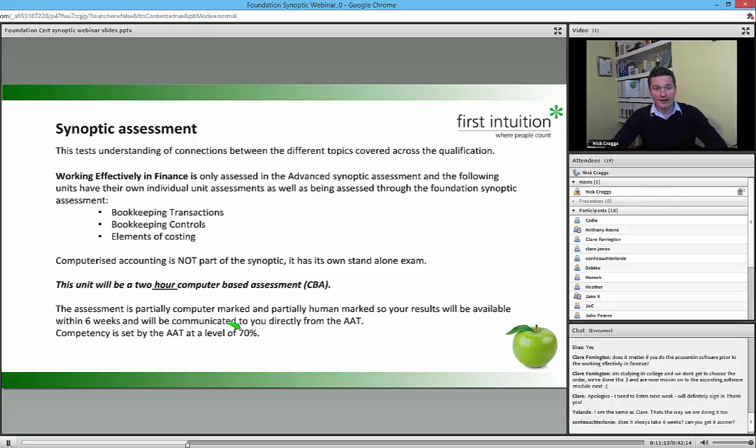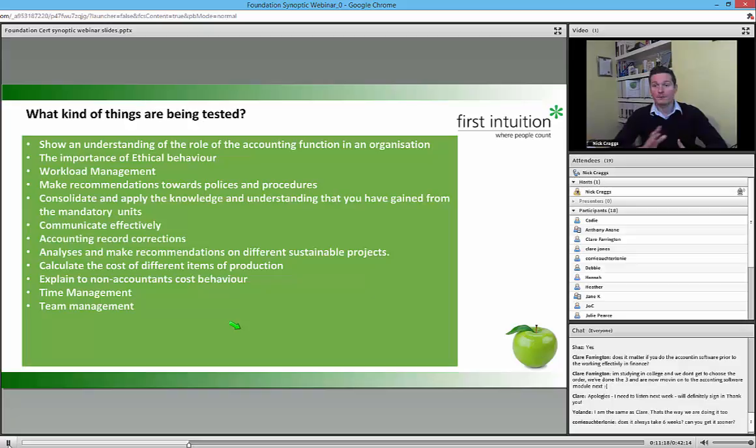So that's the exam. It's a 2-hour exam. It's a computer-based assessment where you wait for your results. So what kind of things will be tested? There's going to be a lot there on working effectively from that unit, because that's the only time it's tested. So it's the understanding of the role of the accounting function in an organisation. That's the differences between the financial accounting department and the management accounting department. Exciting things like ethics, they're embedded throughout everything within AAT. So ethics is going to come out, workload management, time management, prioritisation of jobs, that sort of thing. All this stuff that comes in working effectively, policies and procedures, exciting things like that.